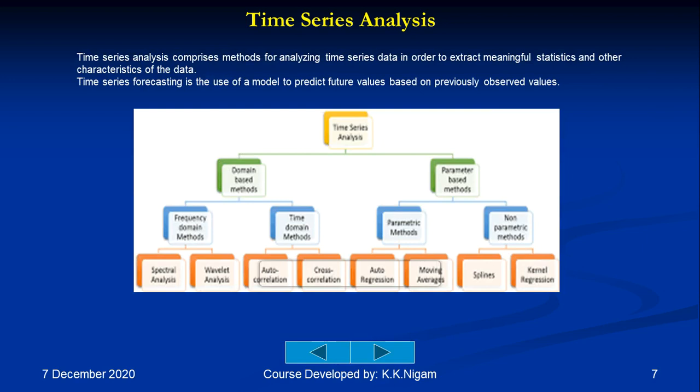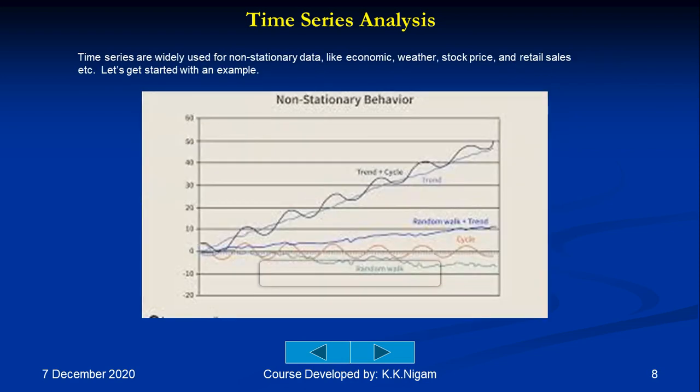Time series analysis comprises methods of analyzing time series data in order to extract meaningful statistics and other characteristics of the data. Time series forecasting is the use of a model to predict future values based on previously observed values. Time series are widely used for non-stationary data like economic, weather, stock prices, and retail sales, etc. Let's get started with an example.